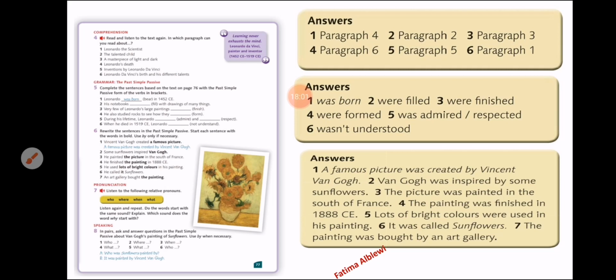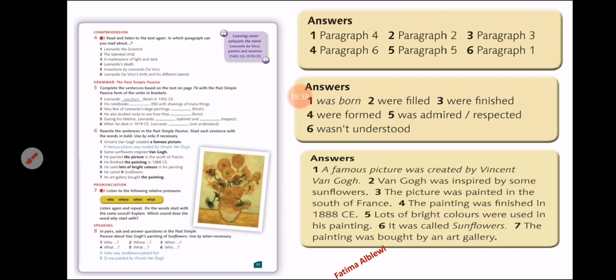What do we say? We take the object, which is Van Gogh. Van Gogh was inspired by some flowers. Number 3, he finished the painting in 1888 Common Era. Yes, the painting was finished by him in 1888 Common Era.